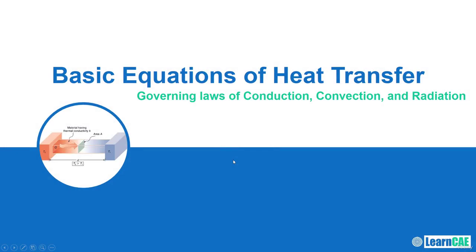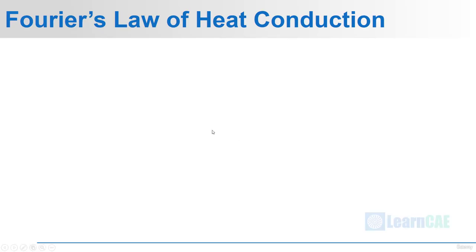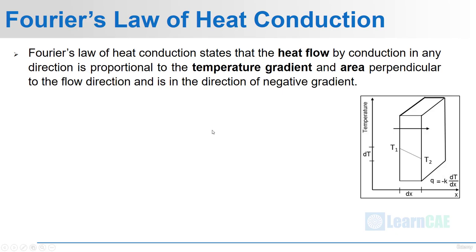Hello everyone, welcome back. In this lecture, we shall see the basic equations of heat transfer and the governing laws of conduction, convection and radiation. The first one is Fourier law of heat conduction. Fourier law of heat conduction states that the heat flow by conduction in any direction is proportional to the temperature gradient and area perpendicular to the flow direction. And it is always in the direction of negative gradient. It means heat flows from high temperature to low temperature.